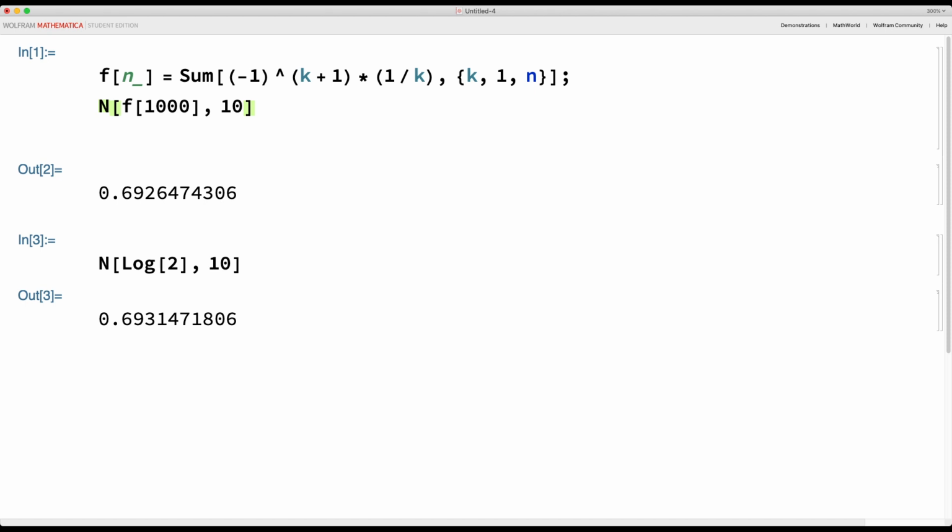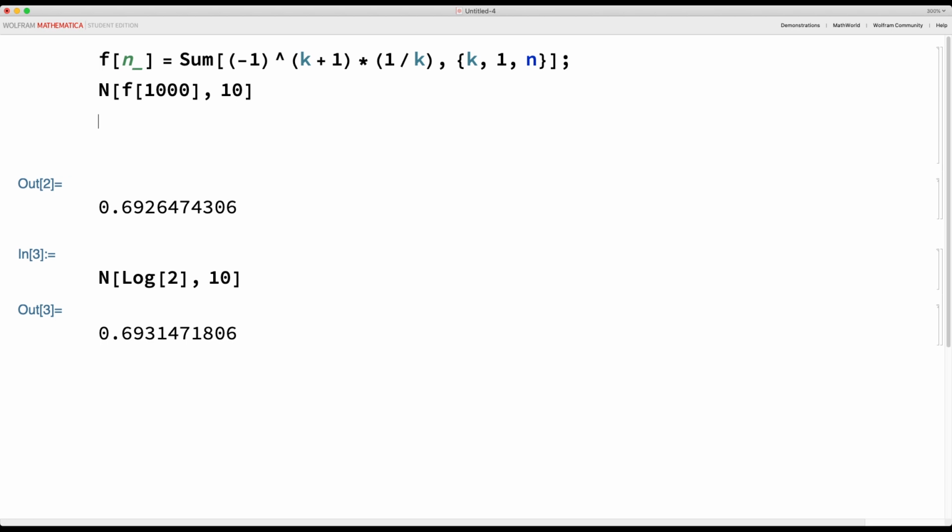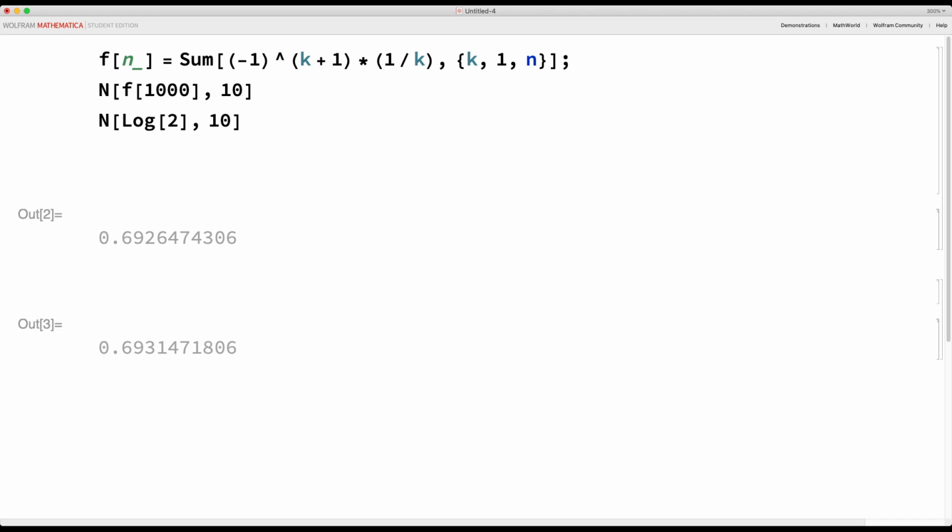Okay, and logarithm of 2 as a decimal to 10 decimal places is 0.693, blah, blah, blah. Those are pretty close, right? How close are they? Yeah, really close. Well, let's just compute it, right? What are we really talking about here? I'm talking about, well, here, let me copy this up to here, and let me do n of f of 1,000.